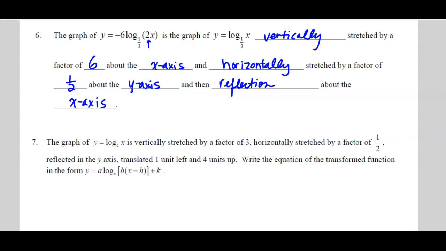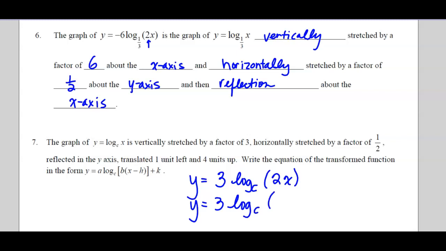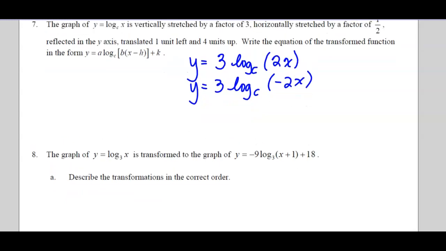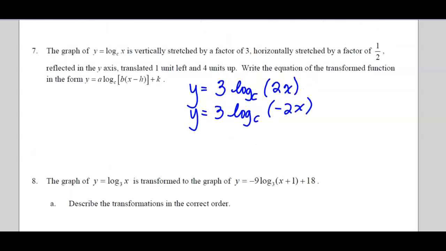Graph of y equals log of x base c is vertically stretched, horizontally stretched, reflected, translated. What is the equation in transformation form? So you can do it in steps if you want. You might want to do the stretches first at the same time. So vertically stretched. Then horizontally stretched by factor of 1/2 would be 2x. Okay. So I've done the stretches. Reflected in the y-axis. That's going to replace x with -x, which will end up being -2x. Can you simplify that? Okay. Then translated 1 left and 4 up.